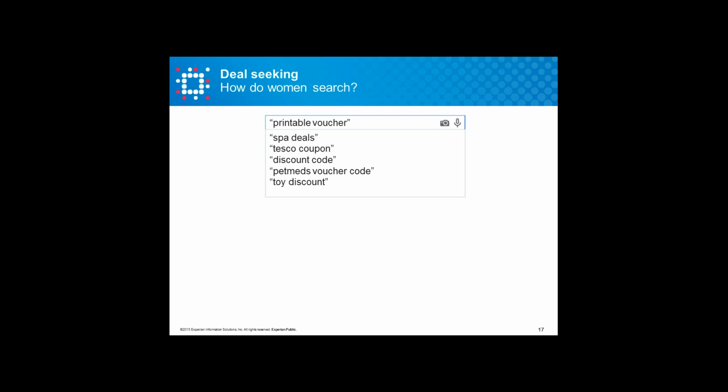store. Searches for travel deals like hotels, breaks, and spas also make up a greater share of deal searches made by women. And searches for store-specific coupons like Tesco coupon comprise a greater share of searches made by women in the UK, whereas men are more likely to be looking for product-specific searches, as we mentioned before, like those technology and gadget searches.